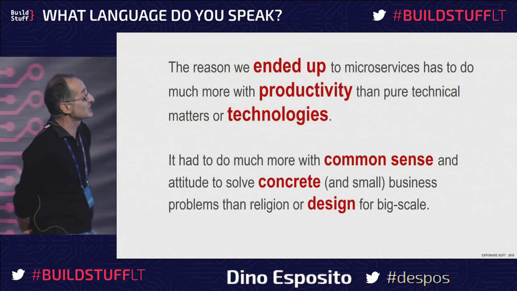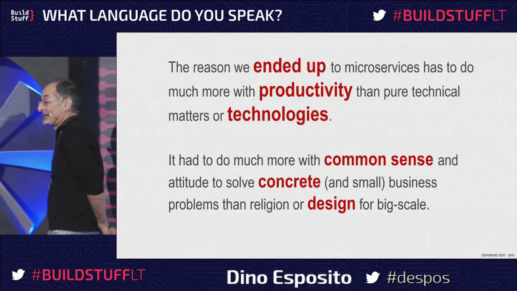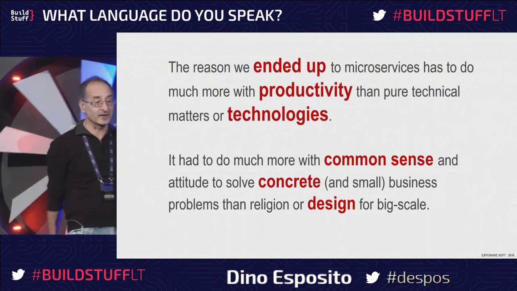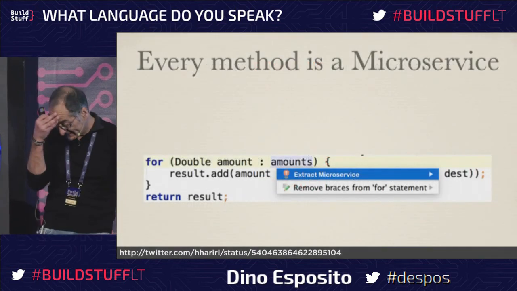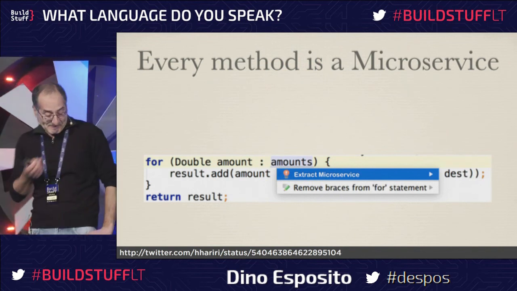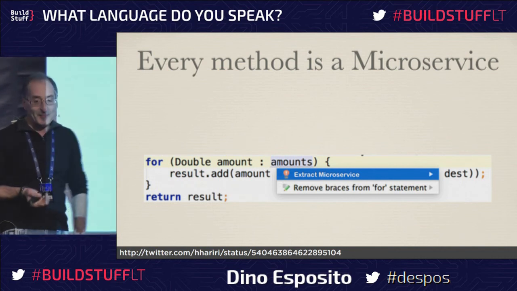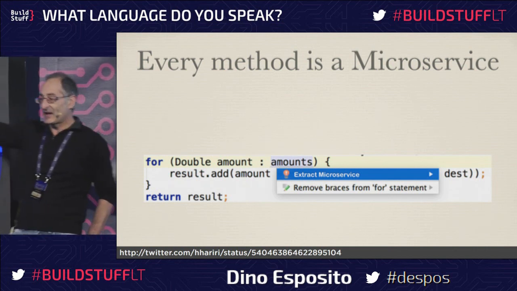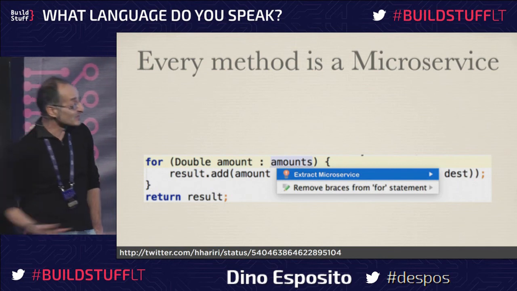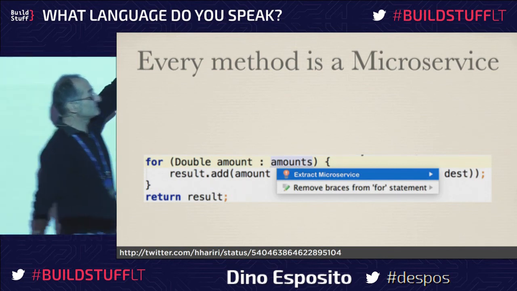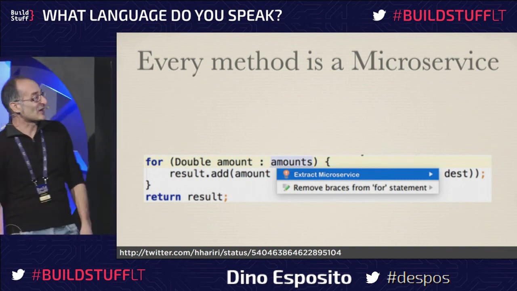The reason we ended up with microservices had much more to do with common sense in the end, and aptitude to solve concrete problems, than religion, or we want to design this for big scale. Not everybody is Amazon. So when WCF was all the rage, there was a pretty popular conference talk called Every Class Has a Service. I'm tempted to say it was a joke, but actually it was not a joke. Every method doesn't have to be a microservice, even though my friend Hadi simulated ReSharper offering a new refactor menu item, extract to microservice.